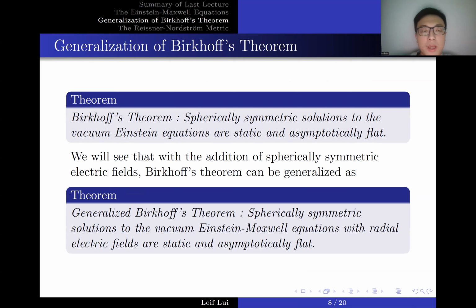So in lecture 1 of the black hole series, we proved Birkhoff's theorem and derived the Schwarzschild metric. And recall that Birkhoff's theorem is as follows. Basically, it states that a spherically symmetric solution to the vacuum Einstein field equations is static and asymptotically flat. We will see that the addition of a spherically symmetric electric field will not change Birkhoff's theorem and can be generalized as follows. A spherically symmetric solution to the vacuum Einstein-Maxwell equations with a radial electric field is static and asymptotically flat.